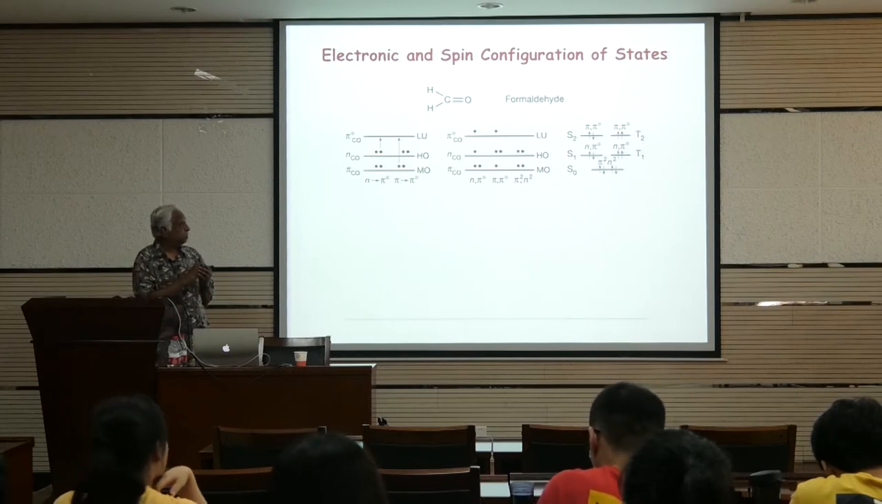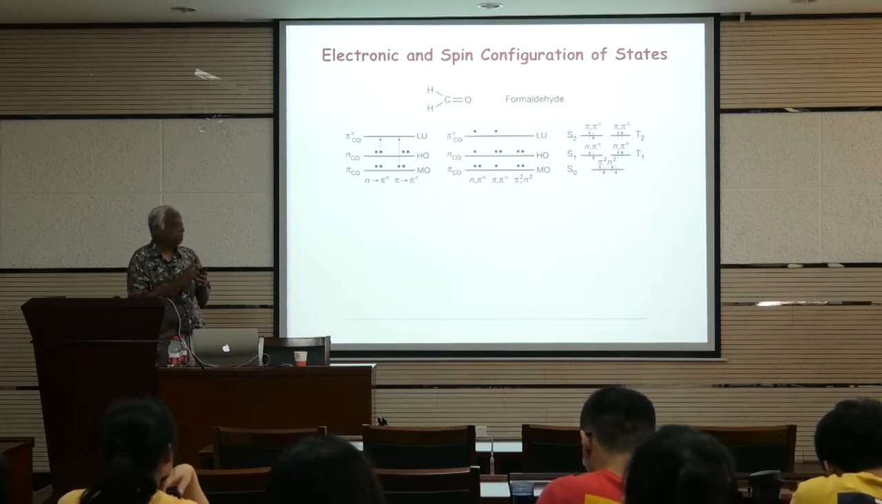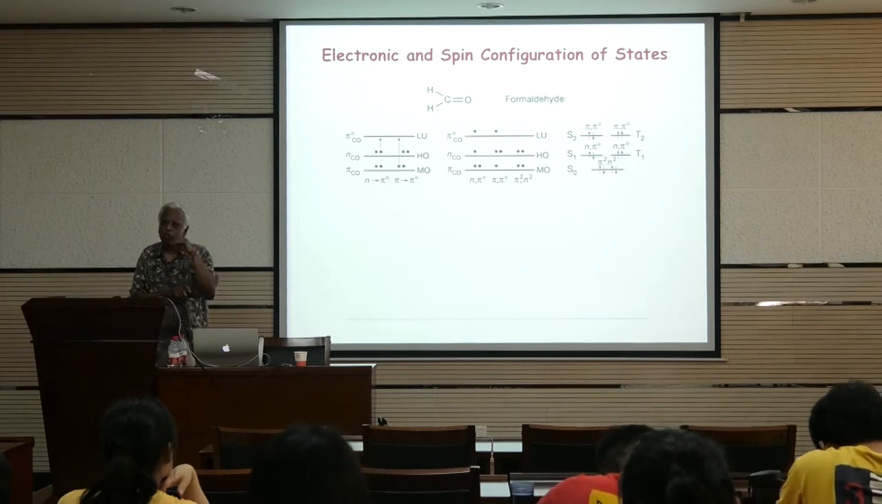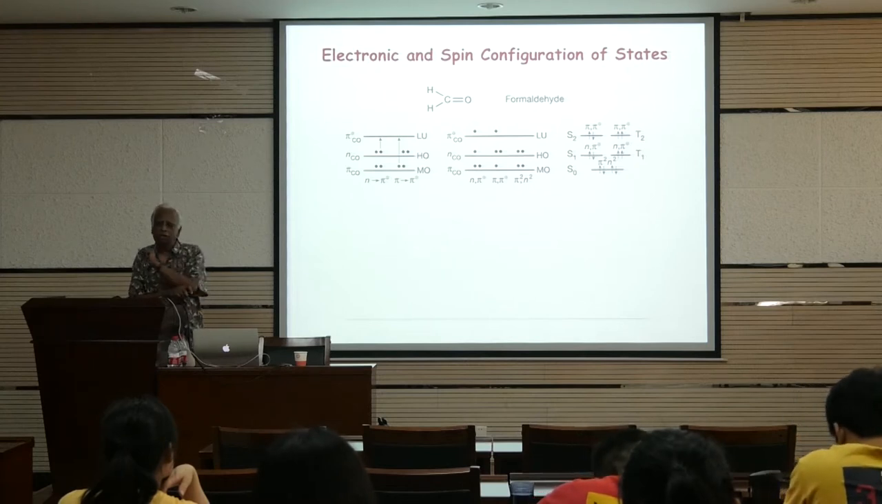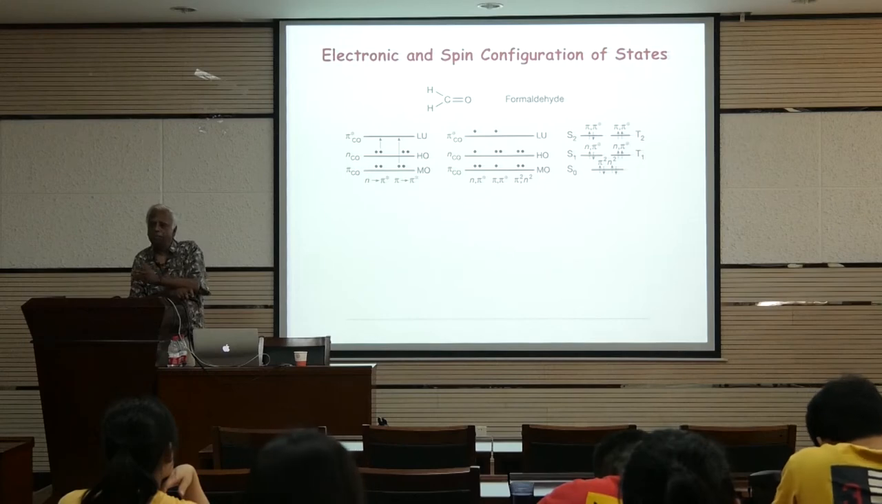Okay. Now looking at these electronic configurations, you can tell which one will be closer to the ground state. Then energy depends upon the gap. Okay. So tell me now, n to pi star and pi to pi star, which state is closer to the ground state? It all depends upon where the electrons are. If the electrons are in the lower orbital, that means it is more stable. Higher orbital, it is less stable. Less stable means more energy. Okay.